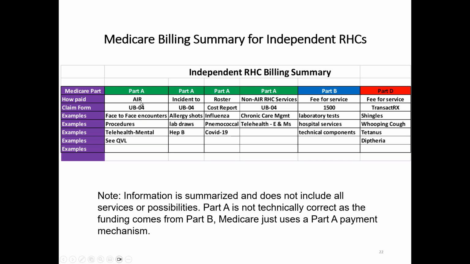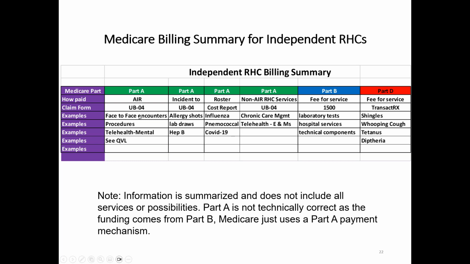if they're covered under the all-inclusive rate, right now the national cap is 126. It's going to 139 next year. And for those services, you are going to bill on the UB04. Things like face-to-face encounters, there is a document called a QVL, Qualified Visit List. It hasn't been updated since 2016 in the published format, but anything that's on that QVL, that's what you're going to bill on the UB04.